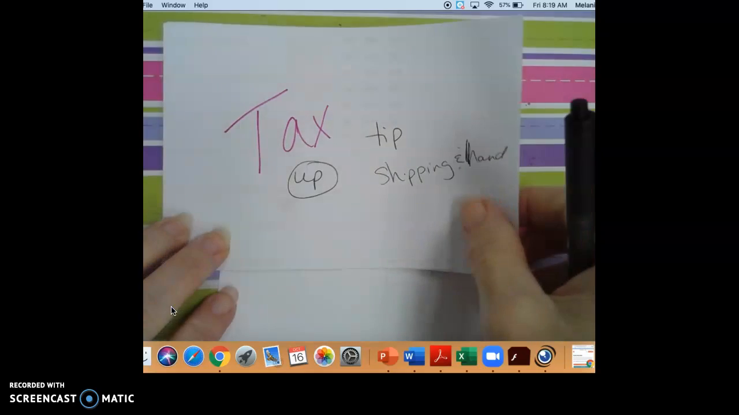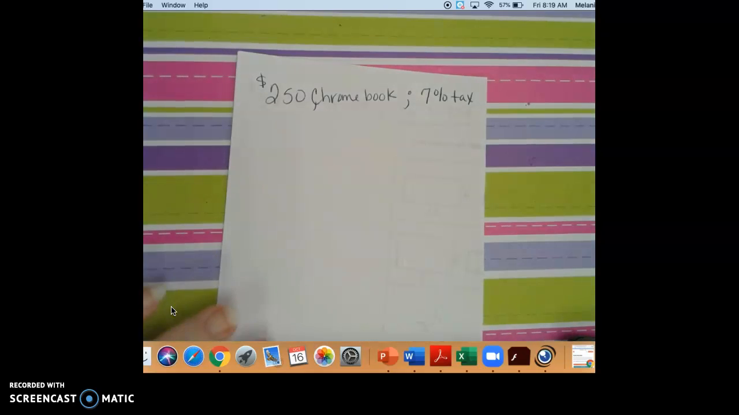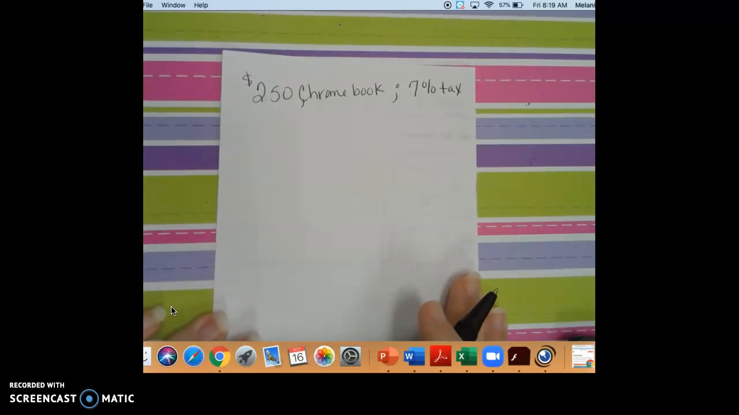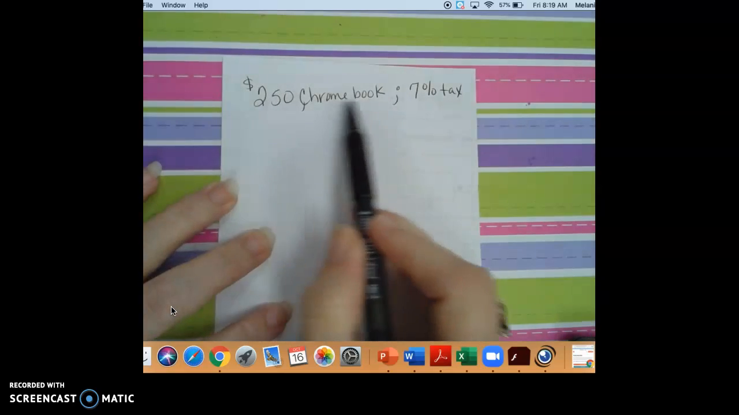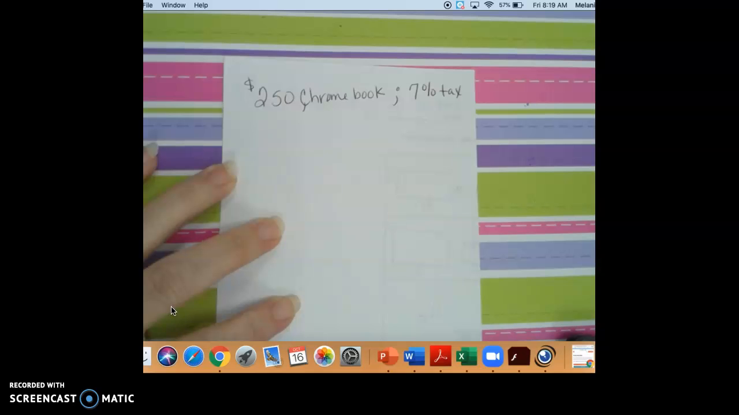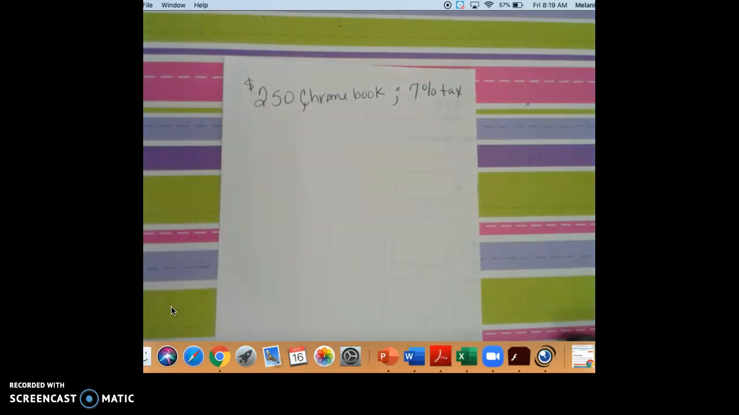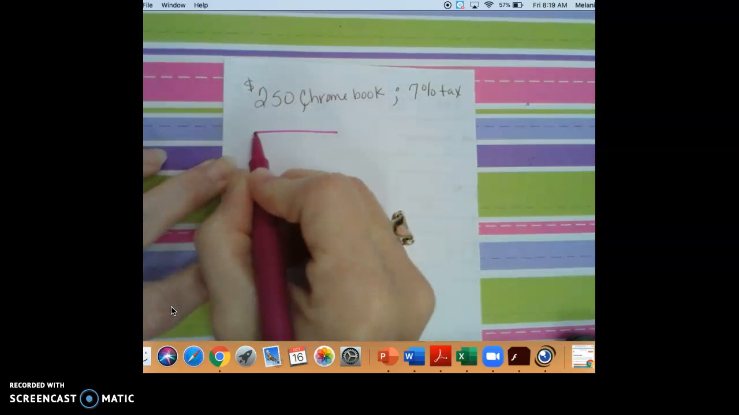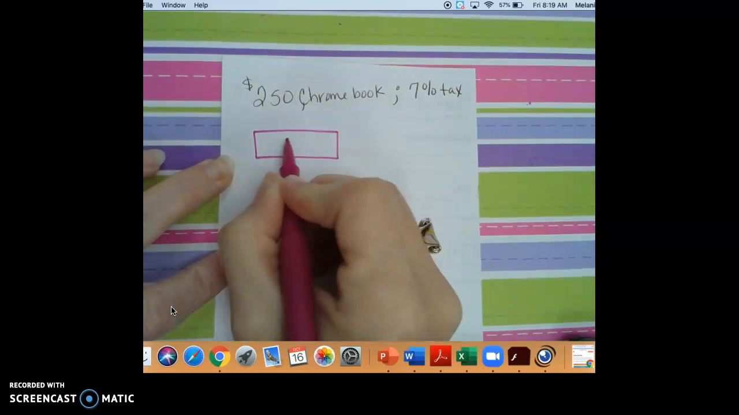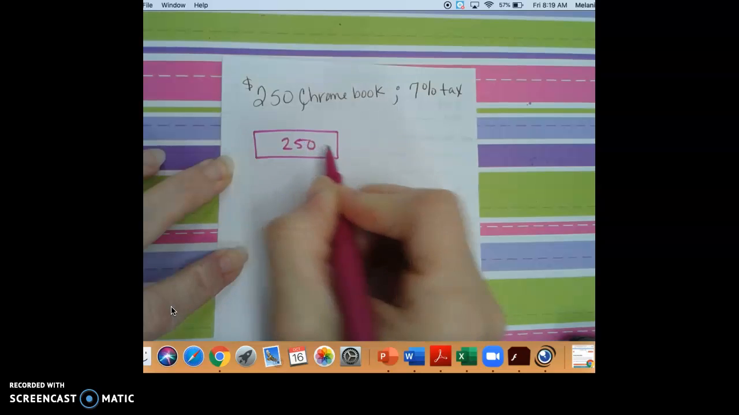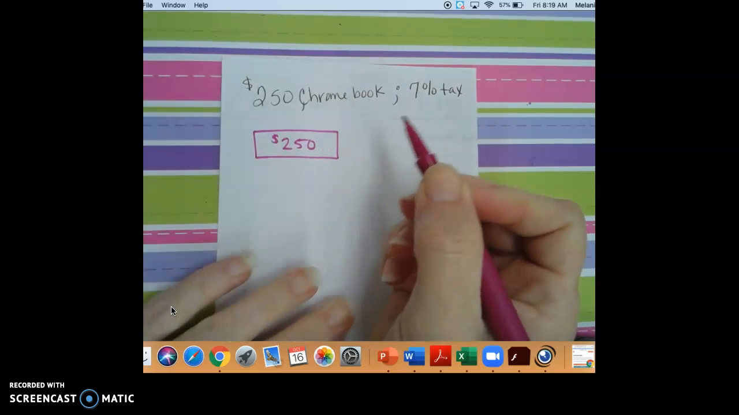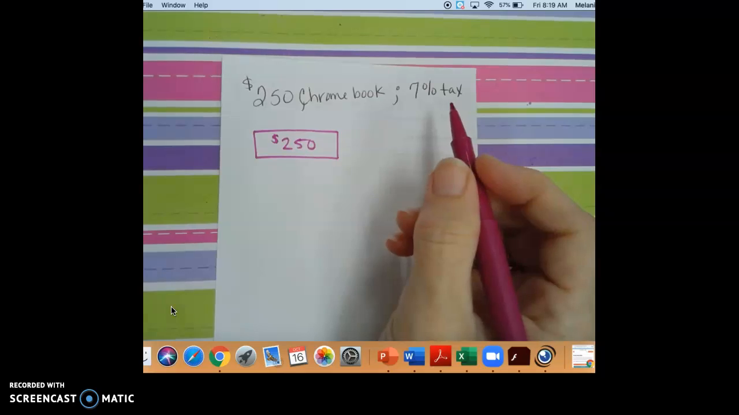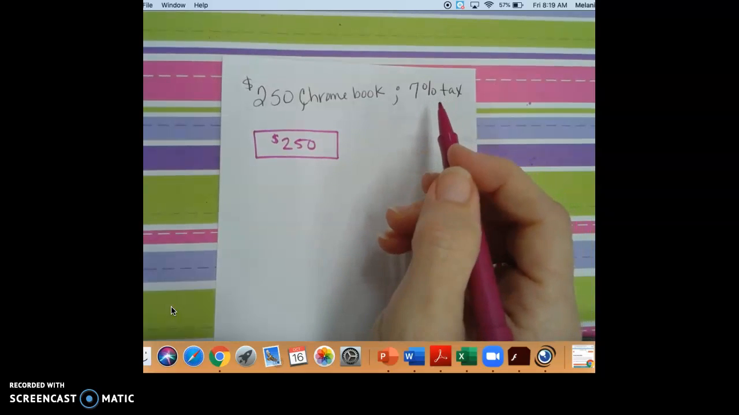So first of all, we're going to do three basic problems, and we think about a Chromebook that costs $250, and let's say that there's going to be 7% tax. Well, I want to draw a visual to start with, okay? Here, this is the Chromebook, and it's $250. Now, let's think about tax, or percent, because tax is given in percent.